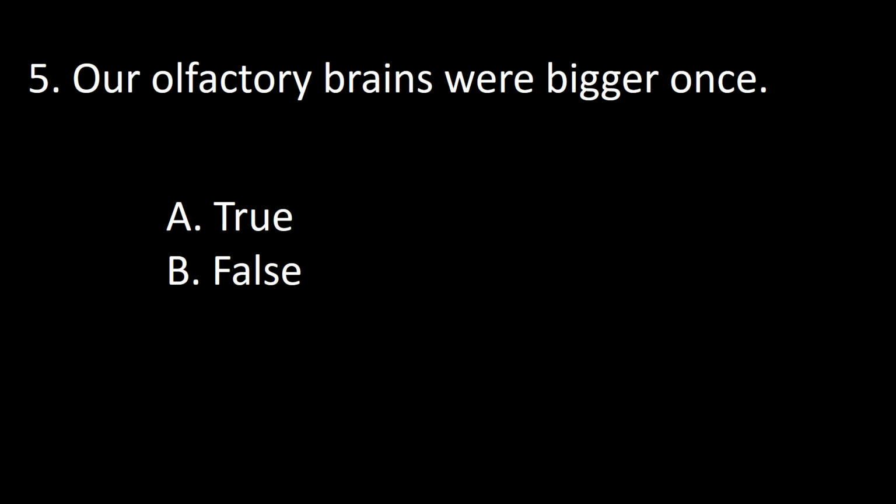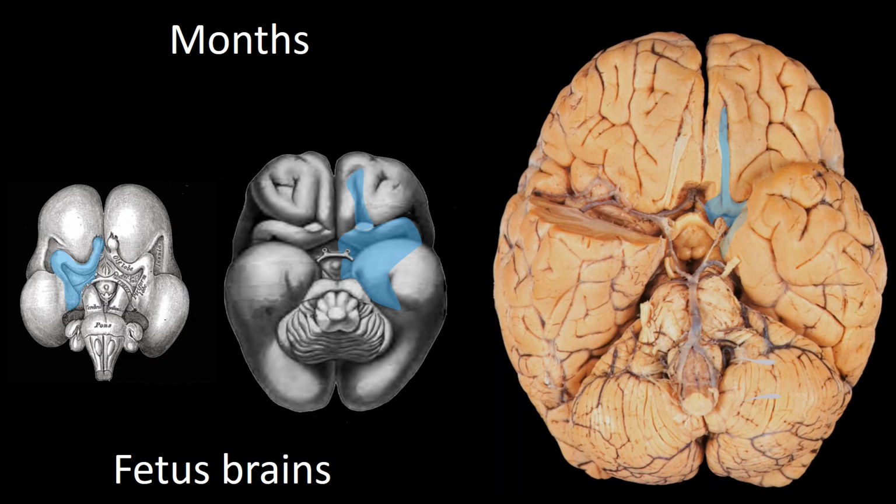A true, B false. This frame holds the images of the inferior view of three brains. The first one corresponds to a 4-month fetus. I have shaded the area corresponding to the right olfactory brain, compared its size with the rest of the non-olfactory inferior surface of the cerebrum, anteriorly and posteriorly.